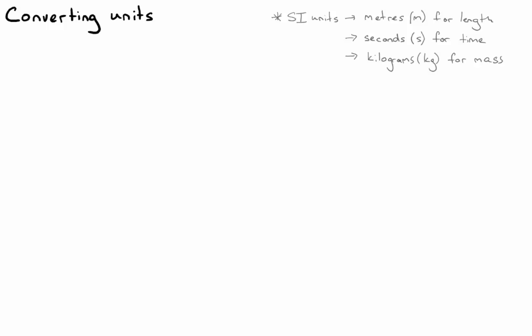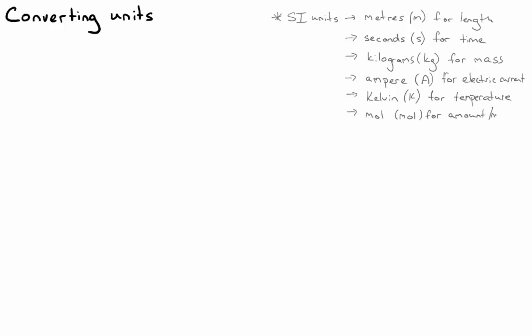There is the ampere, which is the unit for electric current. There is the Kelvin, which is the unit for temperature. There is the mole, which you may have heard of in chemistry, which indicates how much of a substance or how many there are of something. And finally, there is the candela, which is for luminous intensity.